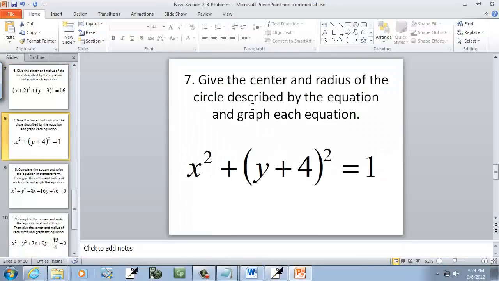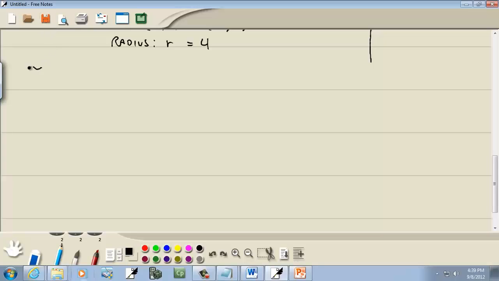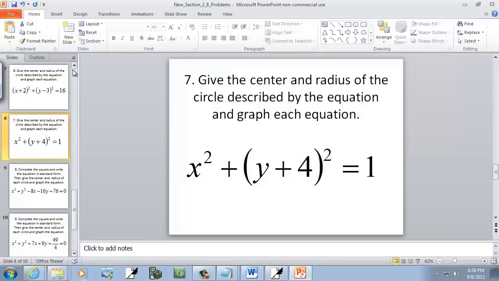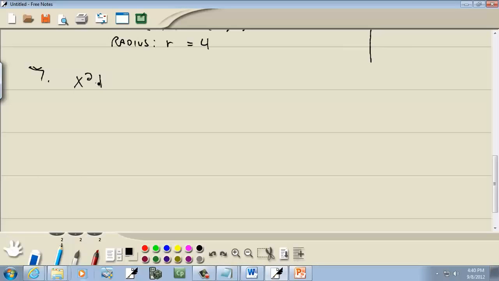Let's take a look at the next one. We got x squared plus y plus 4 squared equals 1. Now, standard form says you have to have x plus or minus a number. So I'm going to rewrite this. I'm going to put x minus or x plus, whichever you choose. And this is y plus 4, so that's good.